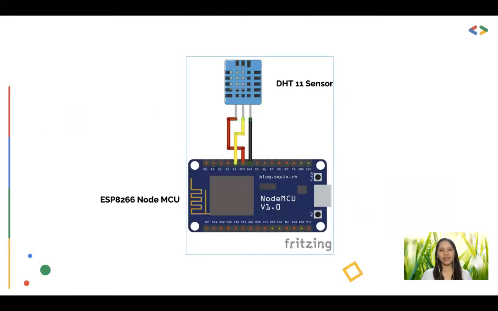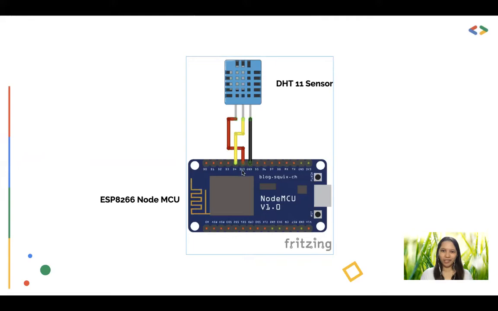And so here is the schematic diagram of our hardware component. As we all know, schematic diagrams are the blueprint of every electronic or hardware project. So in here we have our DHT11 sensor and our ESP8266 NodeMCU. So this black wire here is connected to the ground.